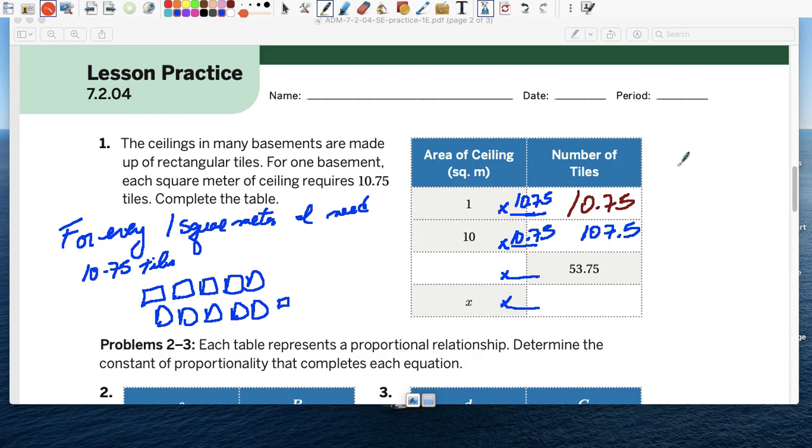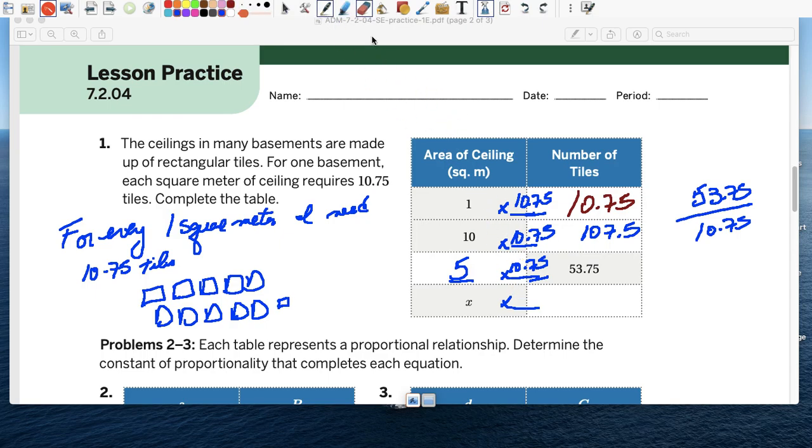So now over here, it's a little bit different. It's the reverse. Something times 10.75 equals 53.75, right? So to find the number of square meters, I'm not going to multiply by 10.75, but in this case, I'm going to divide by 10.75. So if you take 53.75 divided by 10.75, which gives us 5. So 5 times 10.75 equals 53.75.